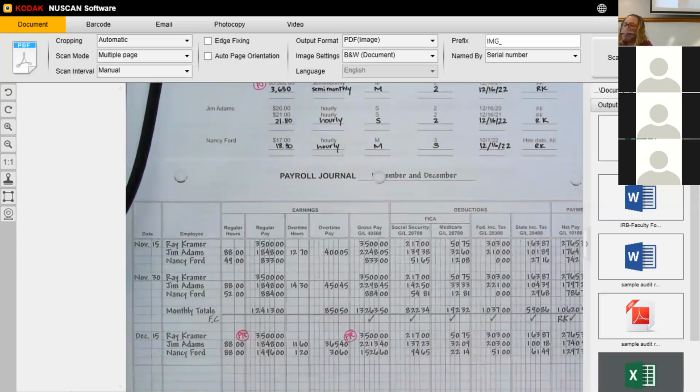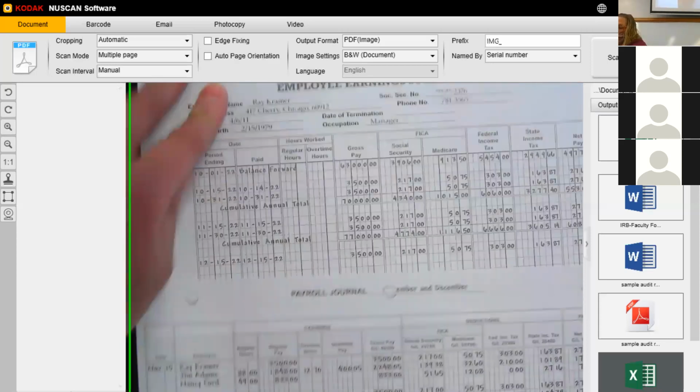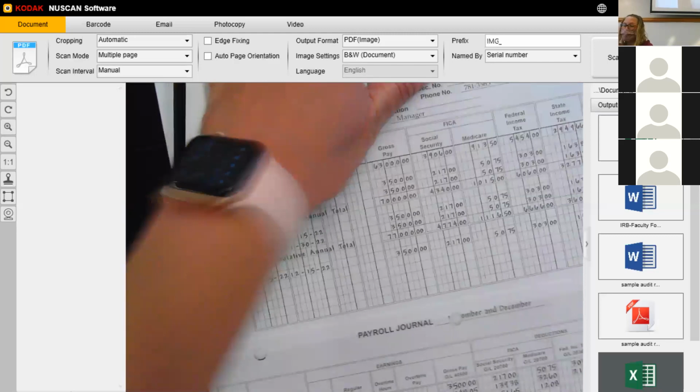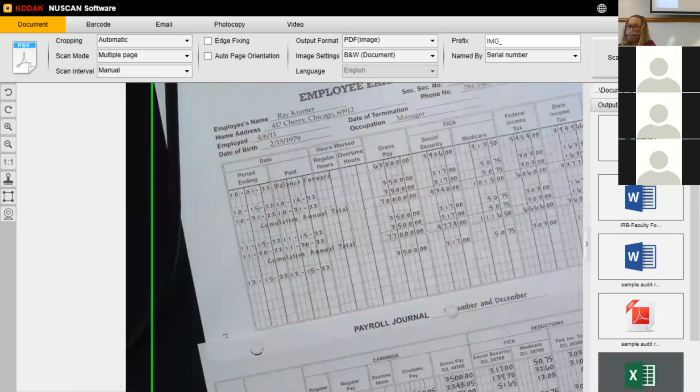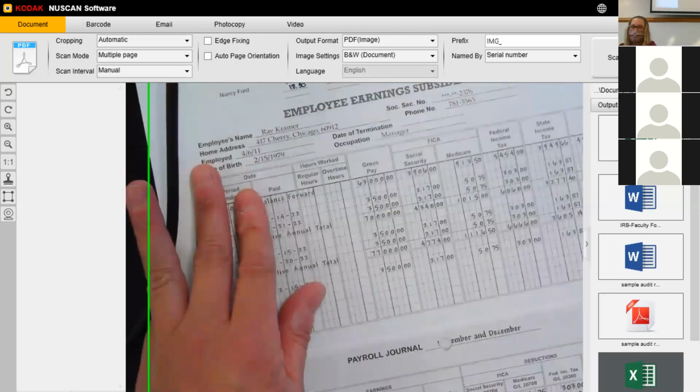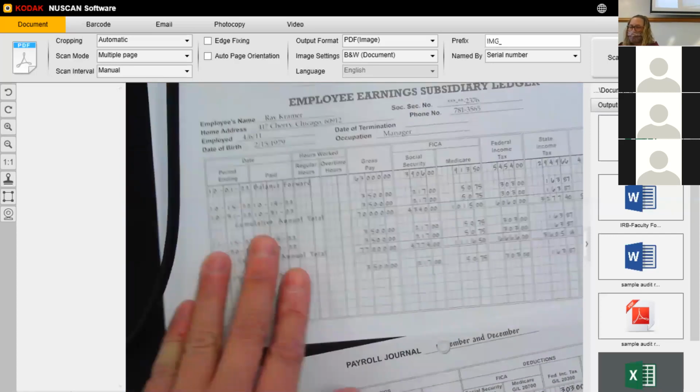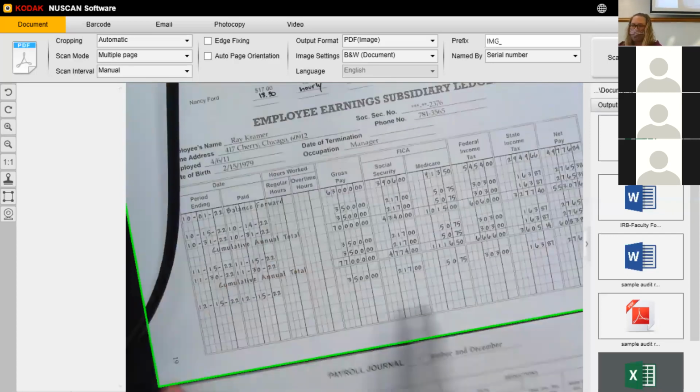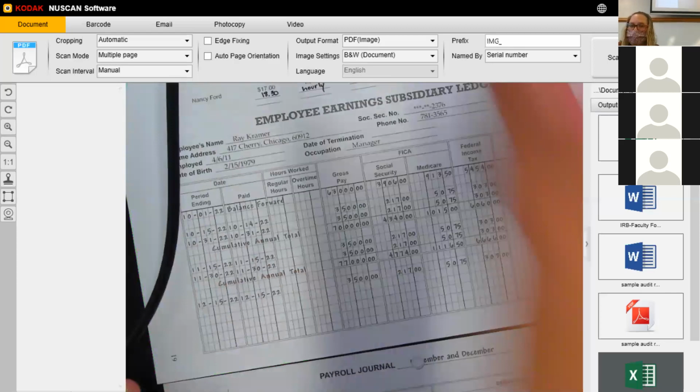So here's his earnings subsidiary ledger from the previous period. Oh, it's not level at all. Oh, I bumped that.